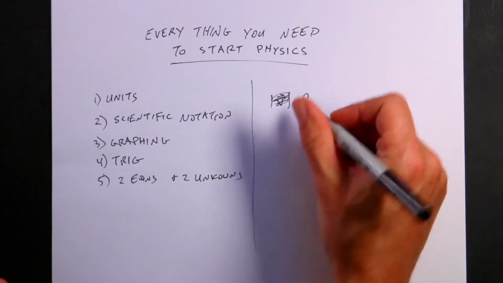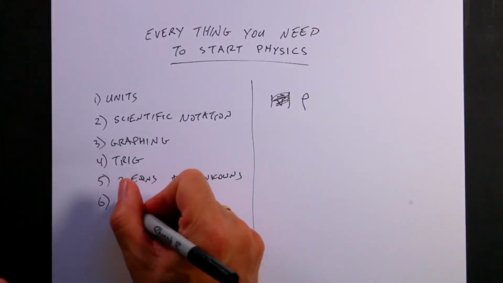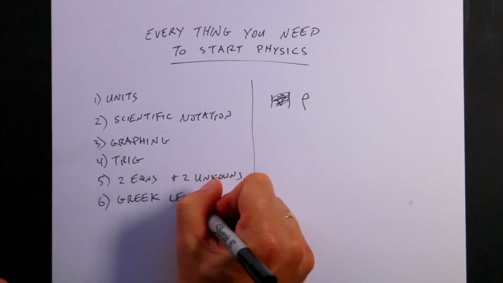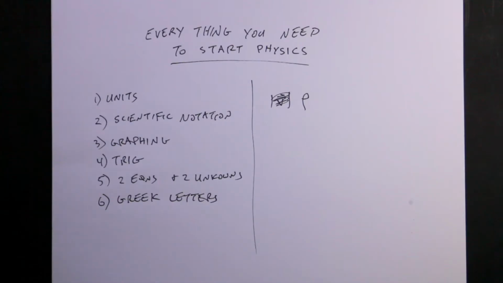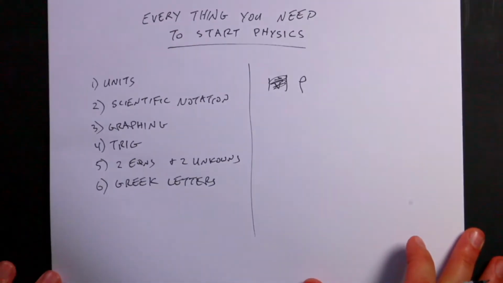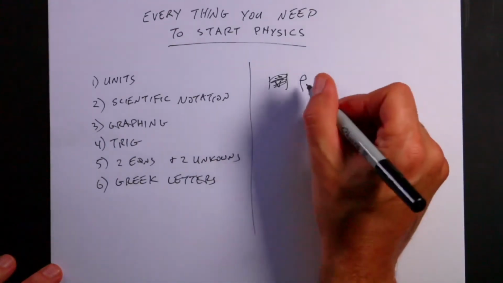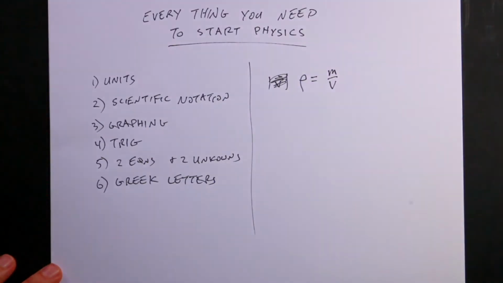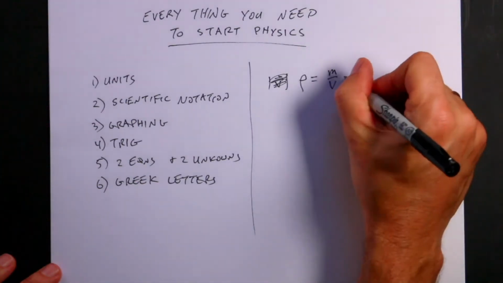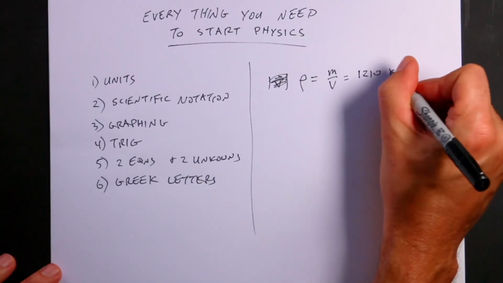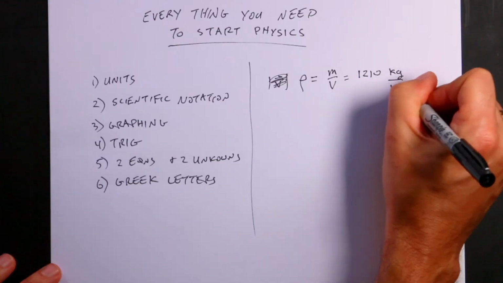Density. I should have over here 6 Greek letters. You don't have to know these. You will learn them. But we use a lot of Greek letters in physics because we think it makes us look cool. Whether it does or doesn't, no one knows. But we think it makes us look cool. So this is the Greek letter rho, and we use that for density, mass over volume. Okay, so let's say I measure the density of something and it's close to the density of water, and I get 1210 kilograms per cubic meter.